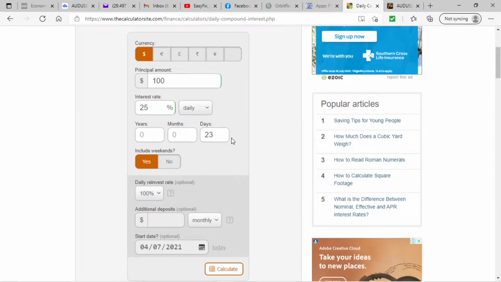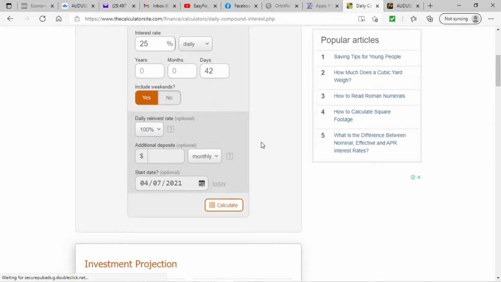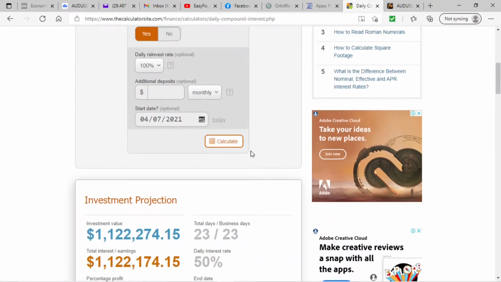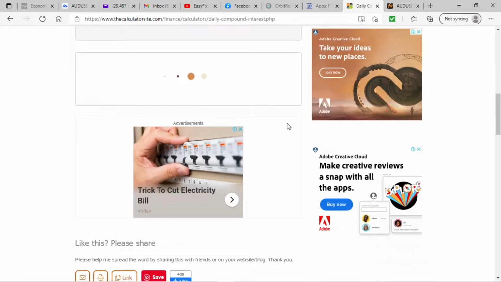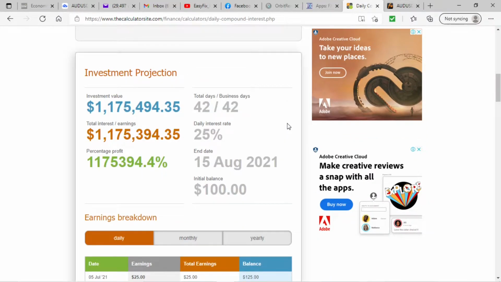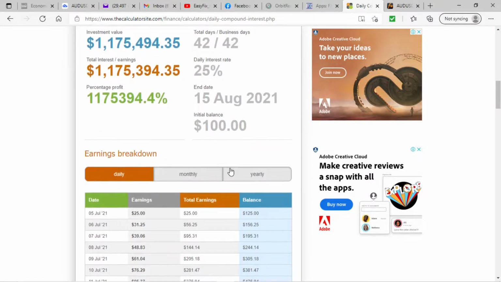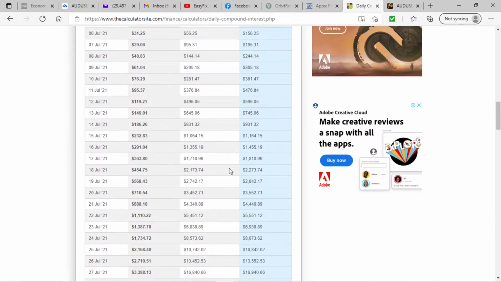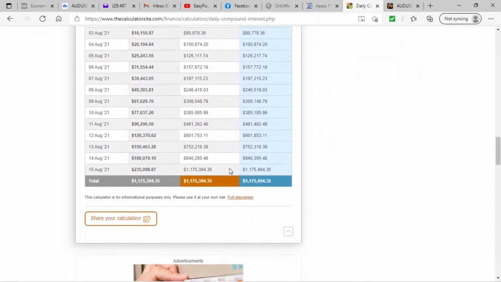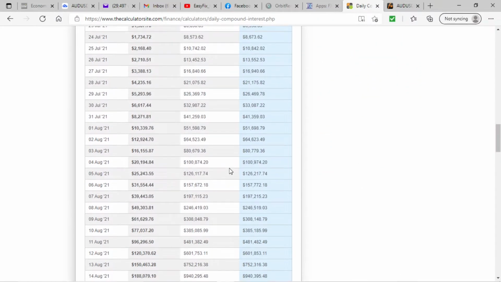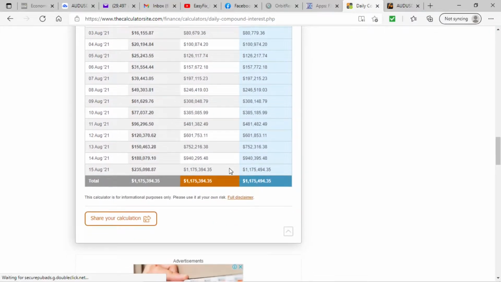Look at this, guys. Even if we do 25% per trade, starting with $100, you're only 42 trades away. Only 42 trades away. Look, we click on calculate. We're only 42 trades away by doing 25% per trade to literally making over $1 million. You mustn't overtrade. You need the correct strategy that gives you an edge, and then you need to go in aggressive in the markets.